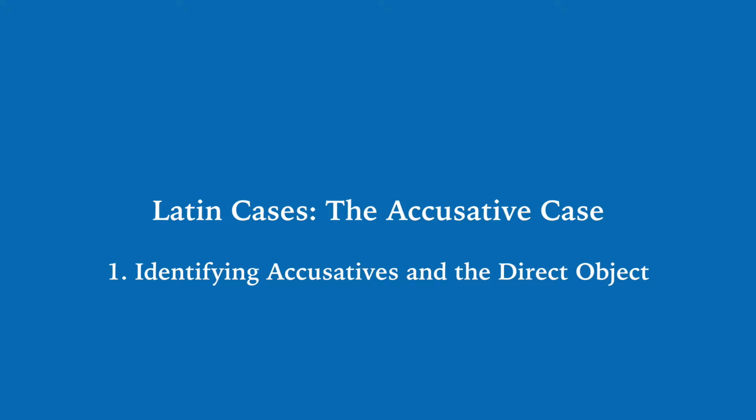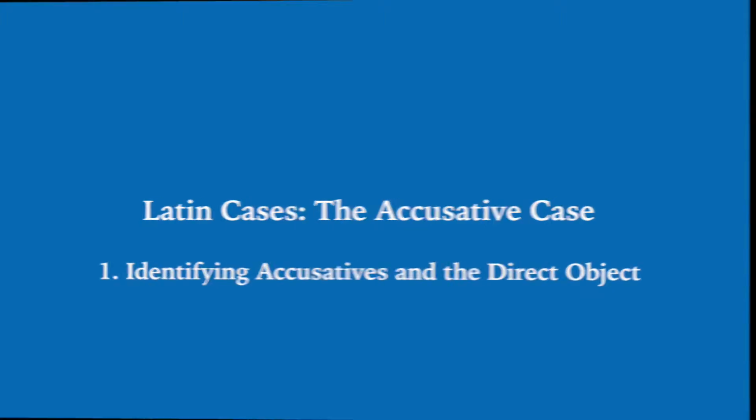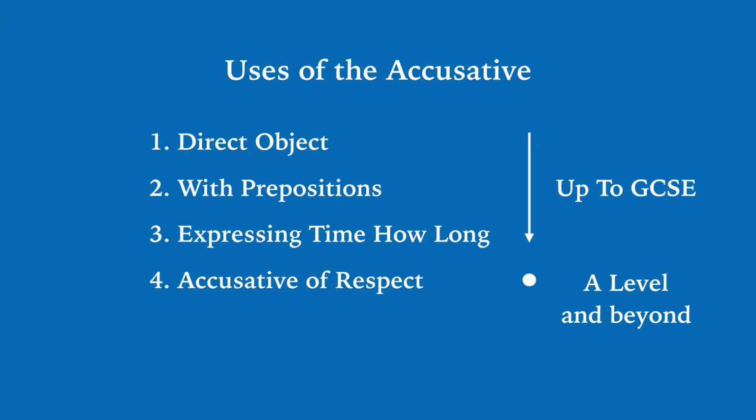Today, we're going to look at how you identify accusatives and then look at its most common usage as the direct object. There are, in fact, 4 different ways it is used in Latin. For all students at all levels, you need to know about its use as a direct object, its use with prepositions, and its use to tell you how long something is happening for, what we in the business often call time how long. Finally, for A-level and beyond, you need to know about the accusative of respect. But like I said, we're going to keep it simple today and just look at identifying it and the direct object. Firstly, how to identify accusatives.